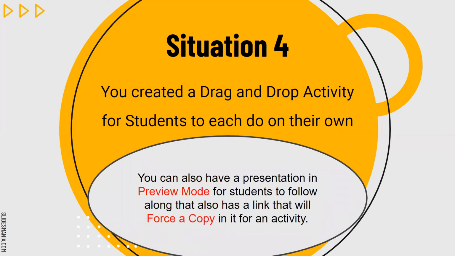There's also one thing to remember: you can have a presentation in preview mode so that students are following along as you're talking. The link inside that presentation, we may have all the lesson at the beginning and then the activity at the end, and they click the link and it makes the copy for the activity. So you can combine or mash two different types. That's what I do whenever I've got a presentation and an activity I want them to complete on their own. They follow the slides in preview mode, but when they click the activity link, it makes a copy for them to do.